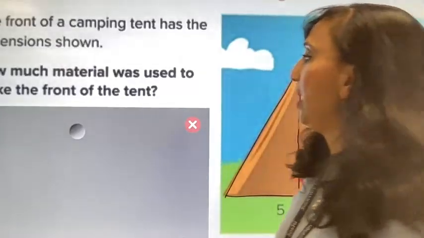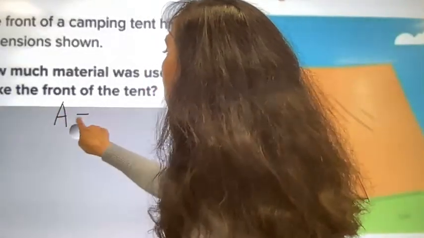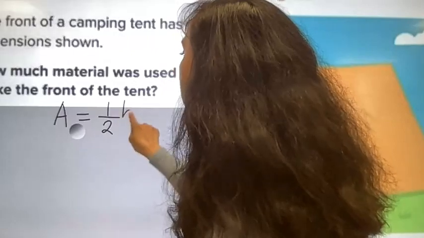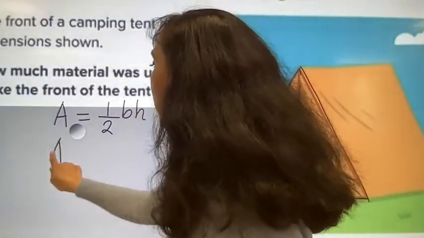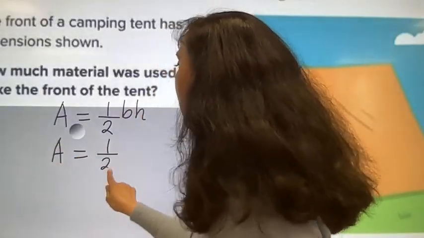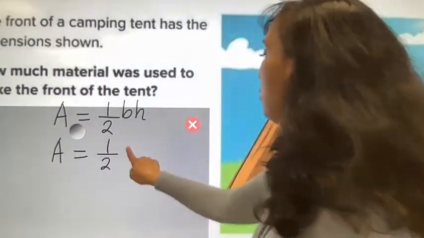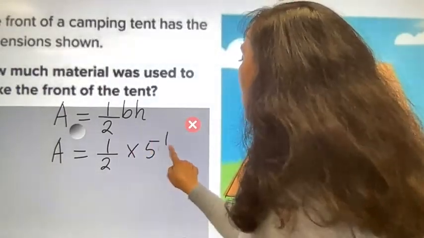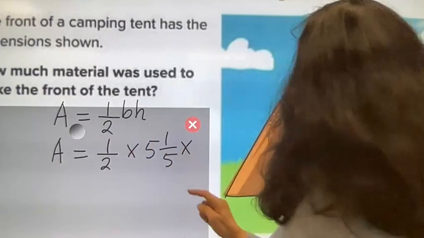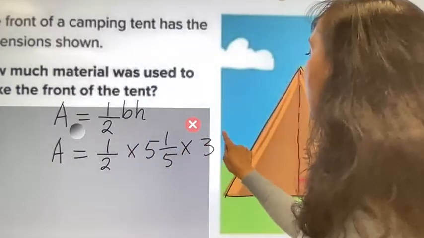So now let's look at area. Area is equal to 1/2 base times height. So therefore area is equal to 1/2. What is my base? It is 5 1/5. So times 5 1/5 times my height, which is 3 1/2.